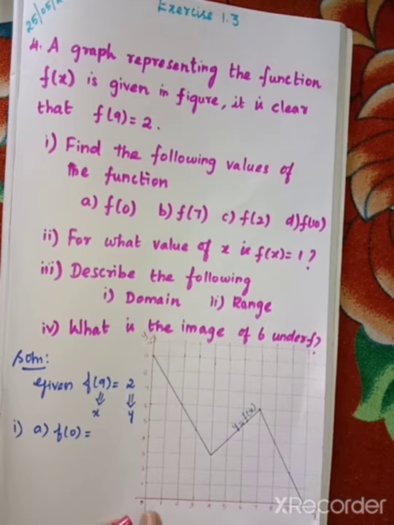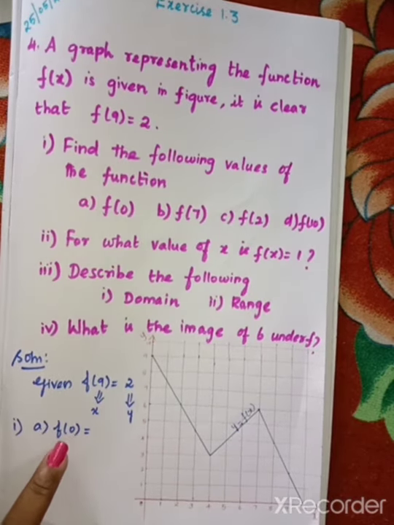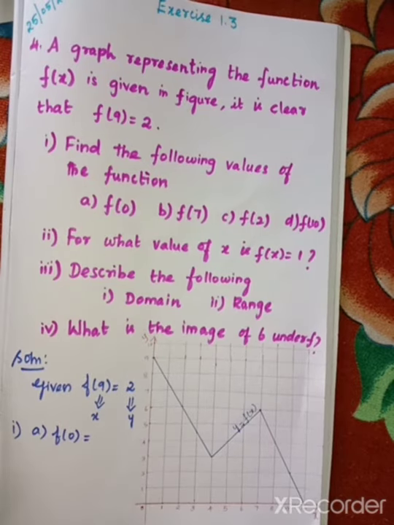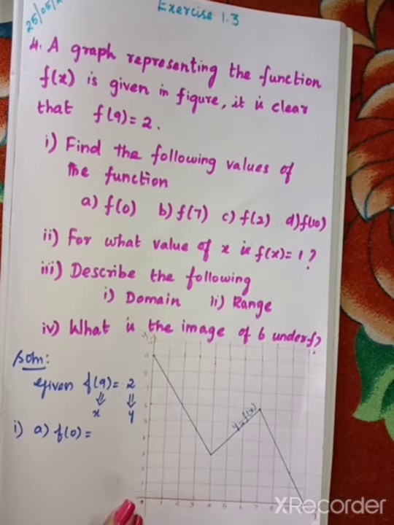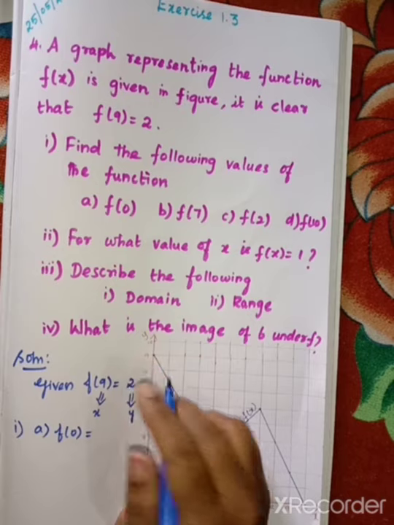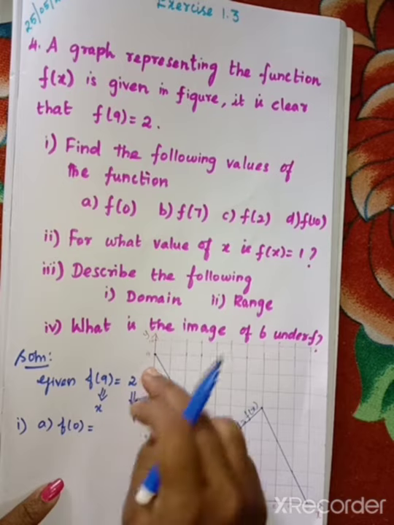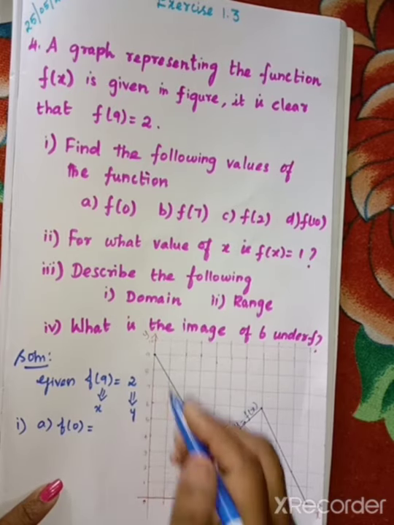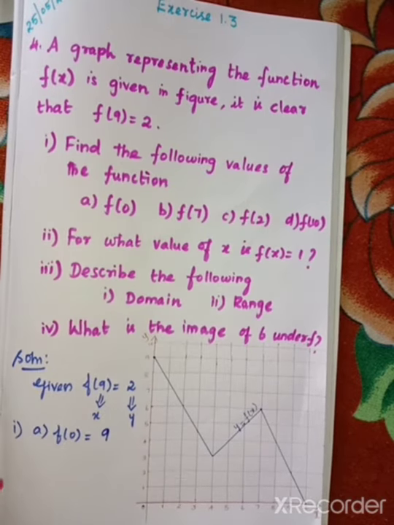For the x-axis, they mention 0 to 10. Likewise, for the y-axis, they mention 0 to 10. Here they ask for f of 0. For the image, they want to find the function image. So 0 is here. The image means what? Y. So we want to see it in the y-axis. So 0, if it is mentioned in the graph, that is 9. So 1, 2, 3, 4, 5, 6, 7, 8. Up to this, there is no pointed value. Only the pointed value is at 9. So f of 0 equals 9.